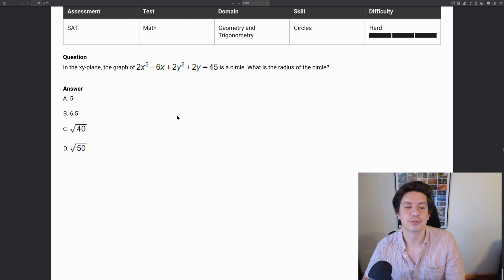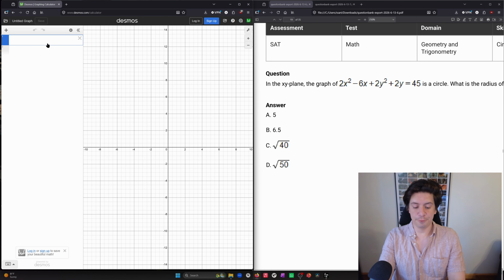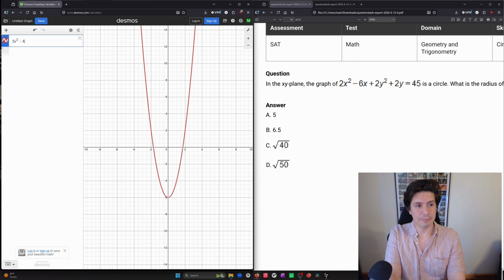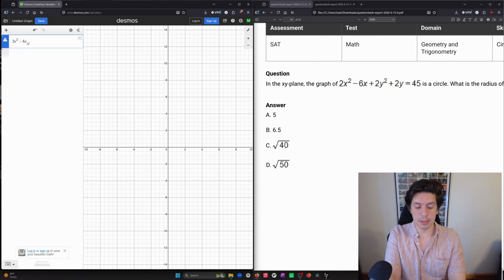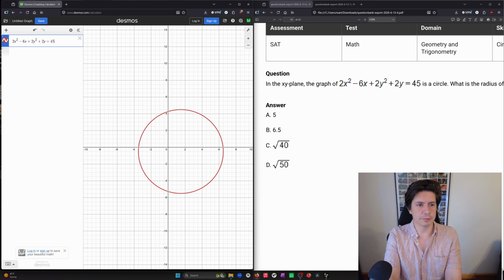This one is a great one to do in Desmos. We'll plug this equation in the xy plane, the graph of 2x squared minus 6x plus 2y squared plus 2y equals 45. What is the radius of the circle? Since we have answer choices, if we plug in, that'll give us a good approximation. So let's try that out. It might not fully work, but it can be a start. So 2x squared minus 6x plus 2y squared plus 2y equals 45.